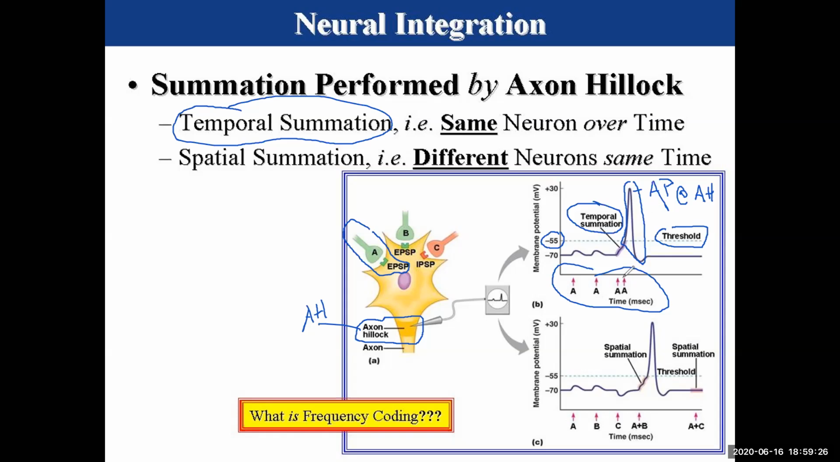If it's this area, because these two areas, this one and this one, no AP being generated because it never got to threshold. Okay, so that's temporal summation. You can do the same thing for B, you can do the same thing for C.